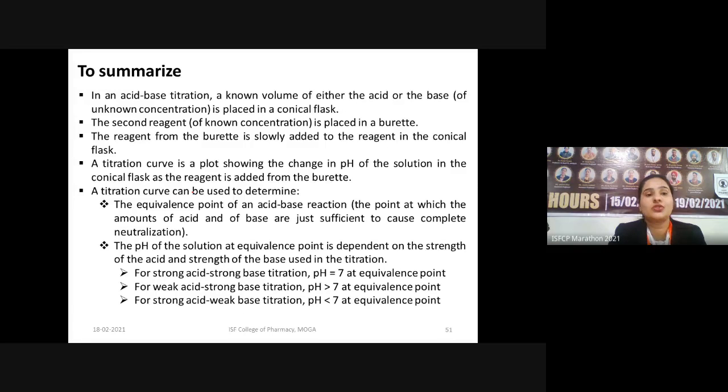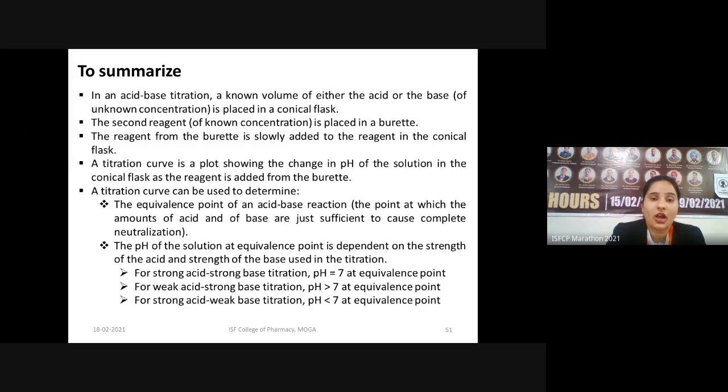So we will summarize now all the titrations which we have studied so far. In the acid-base titrations, a known volume of either acid or base is placed in the conical flask. Any sample, be it acid or a base, whose concentration is unknown to us, is taken in the conical flask. And the second reagent whose concentration is known to us, that is a standard solution, is placed in the burette.